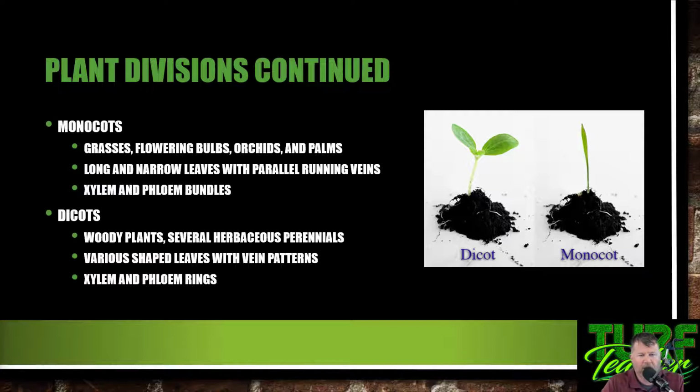They have long and narrow leaves with parallel running veins, and they have xylem and phloem bundles instead of xylem and phloem rings. Now, your xylem and phloem, think of this as in a human, in your body, how do we get food?